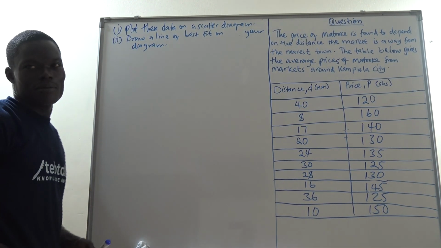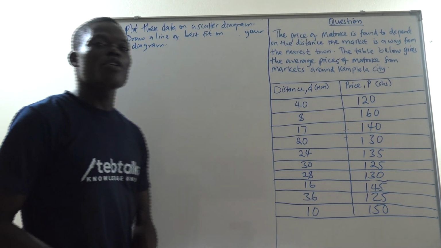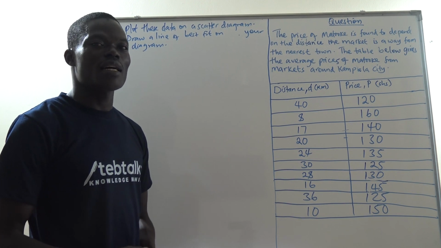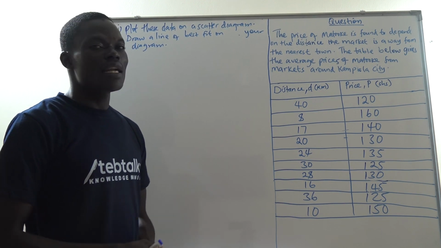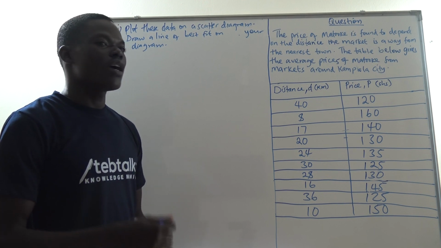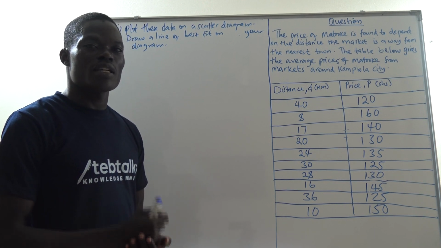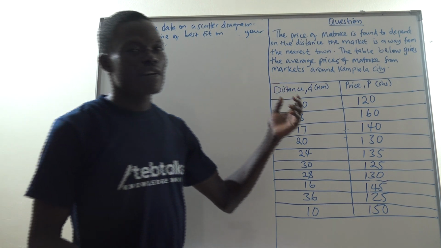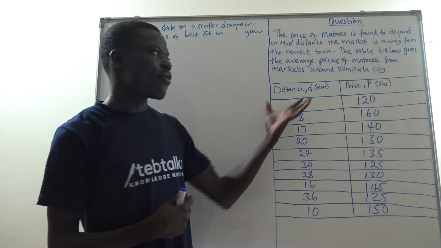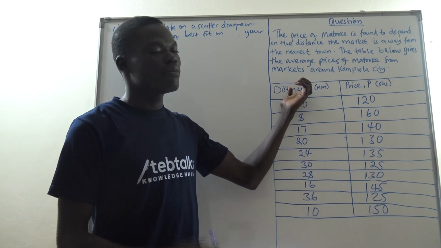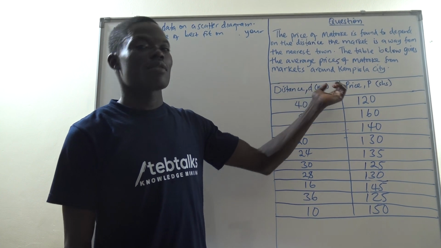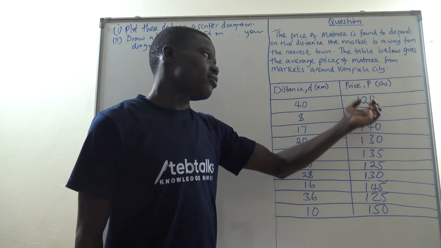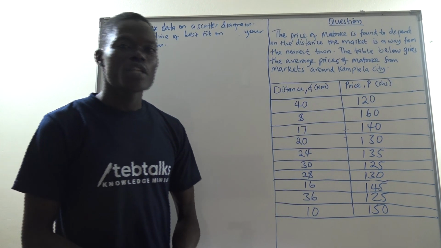on your diagram. So even before we continue, first remember what a scatter diagram is. We said that a scatter diagram is a graph that shows a relationship between two variables. In our case in this example, variable one is distance, measured in kilometers, and variable two is price P, measured in shillings.